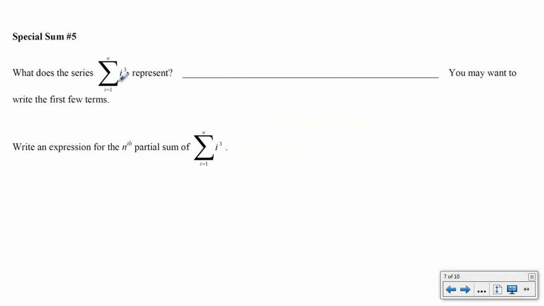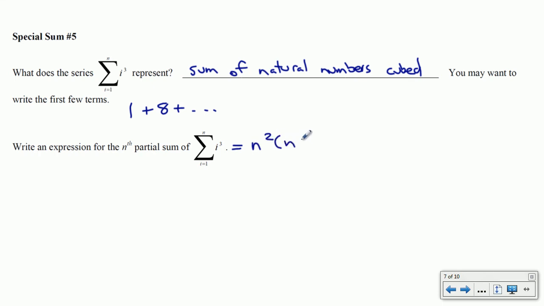Special sum number 5, i cubed from 1 to n, we would go 1 plus 2 cubed plus and so on. So this is the sum of natural numbers cubed. And an expression for the nth partial sum of this is given by n squared times n plus 1 squared over 4.